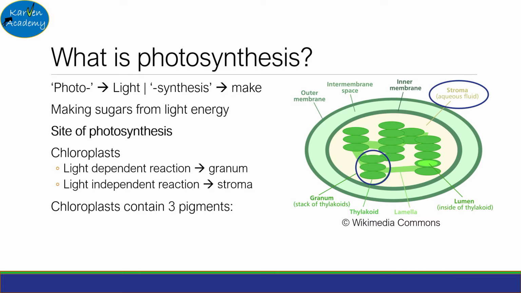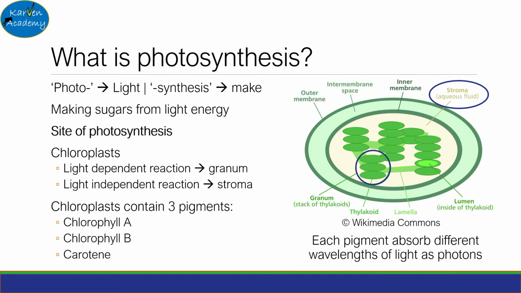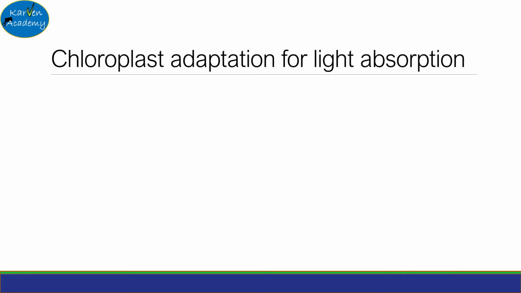The chloroplasts contain three pigments, which are chlorophyll A, B, and carotene. The important ones to know are chlorophyll A and B. Each of these pigments absorbs light as photons, consisting of different wavelengths. This might have confused you, but stick with me.